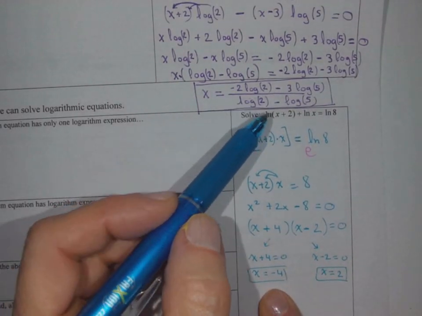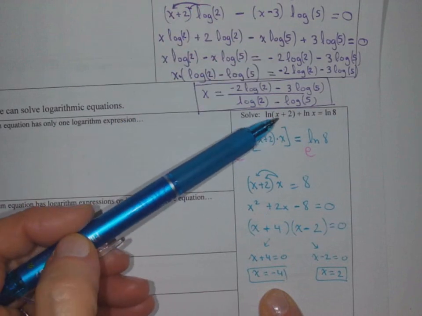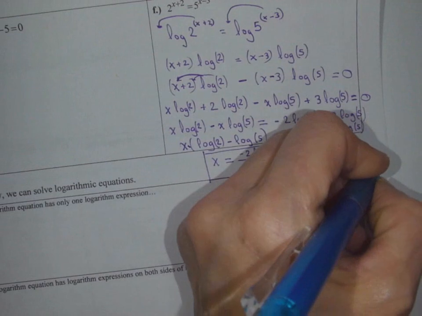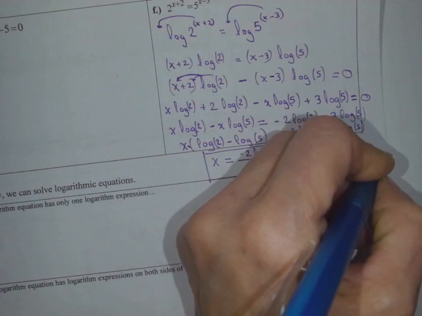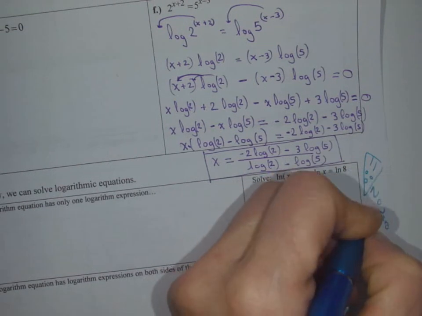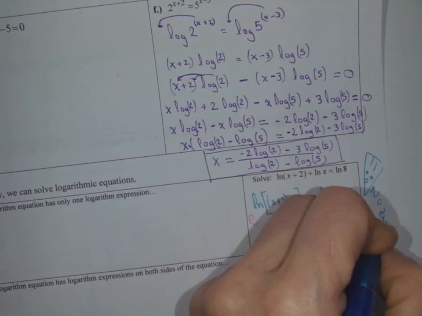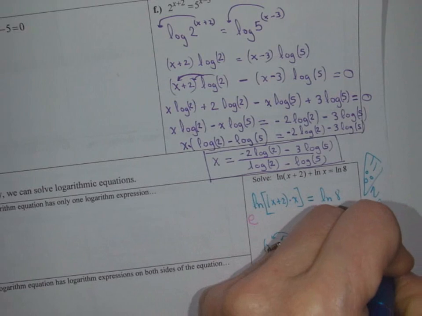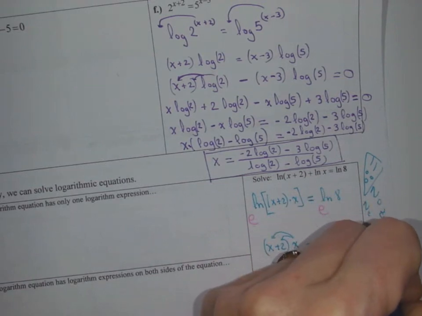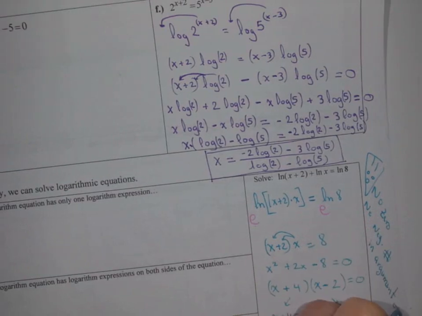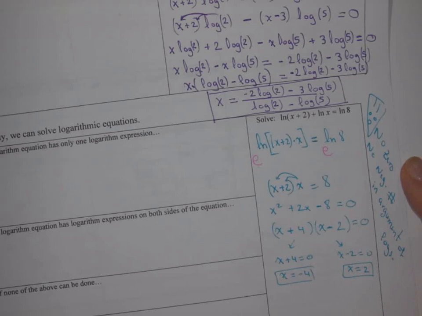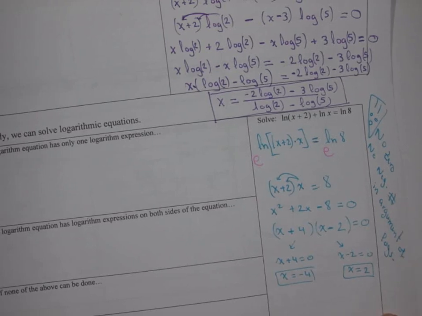So if I plug in a negative 4, is that possible? Remember, we cannot have a 0, so you might want to put that somewhere. No 0 and no negative number in the argument of the log, right? In an argument of the log. So we cannot have 0 and no negative number inside the log.